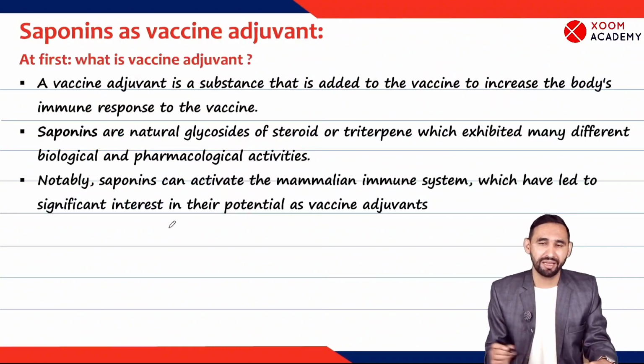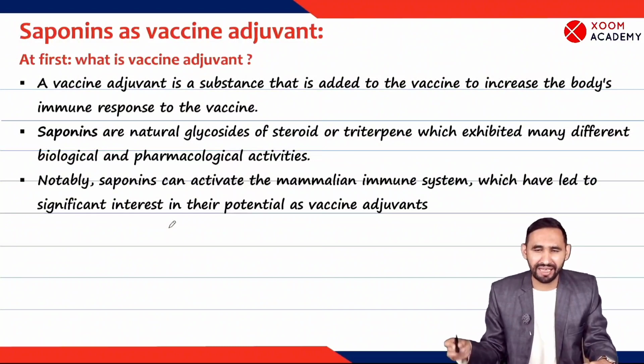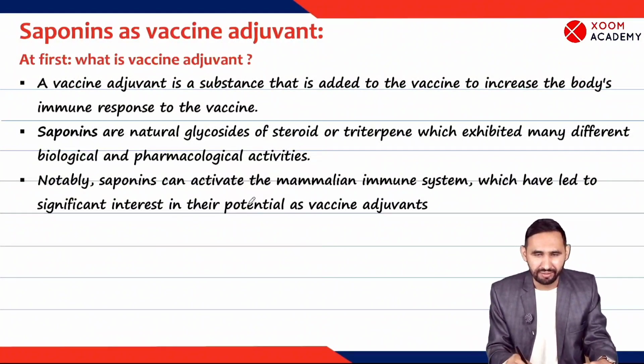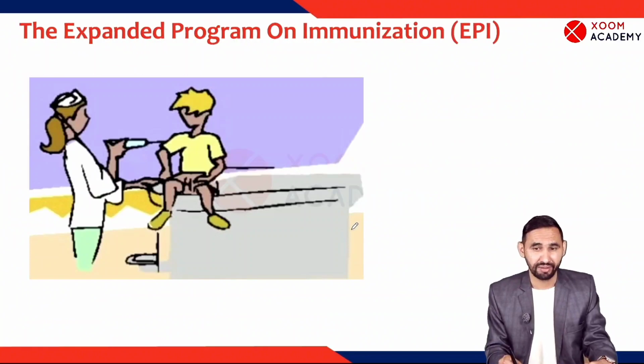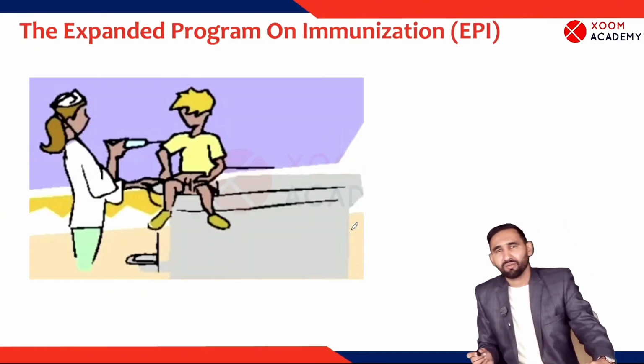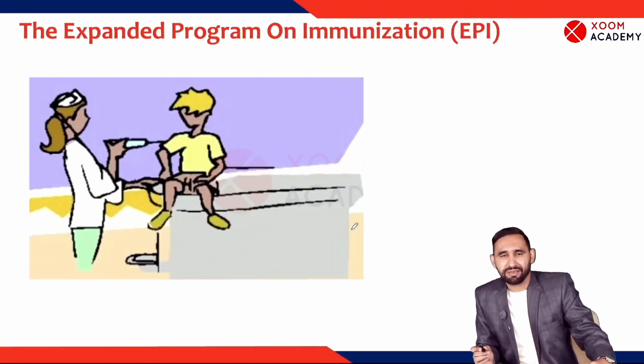Adjuvants, or saponins. Sometimes we add a substance with the vaccine. They are saponins, natural glycosides or steroids. They boost the immunity, they activate the immunity. Adjuvant vaccines contain saponins. We have discussed various types of vaccines.